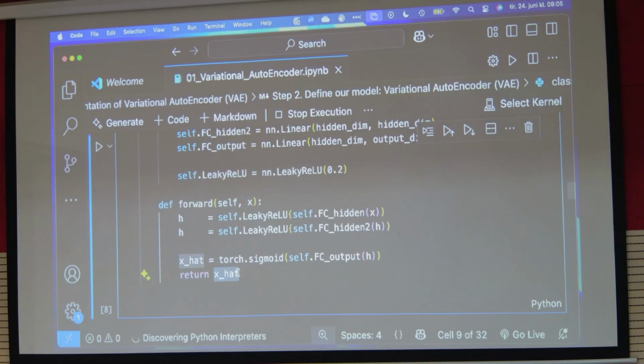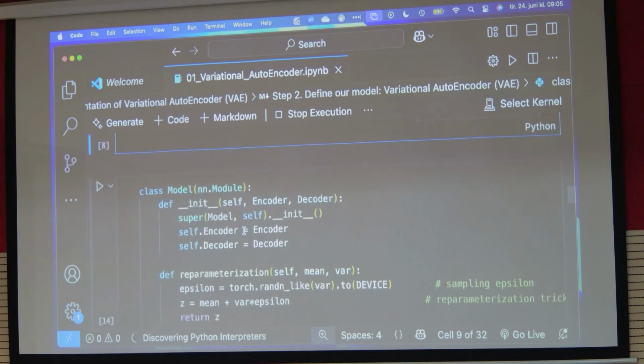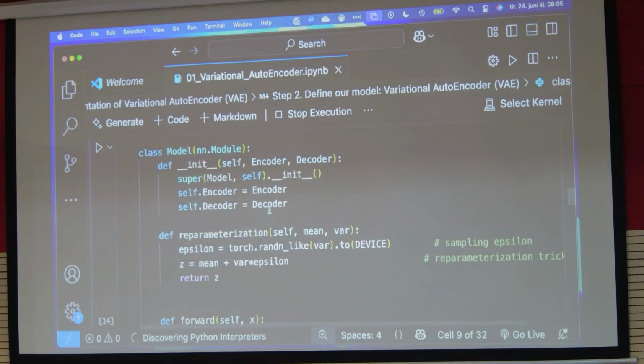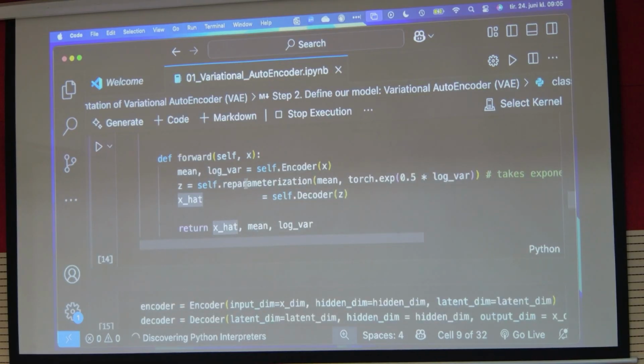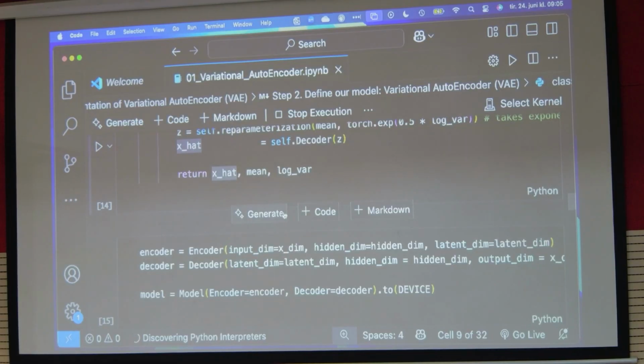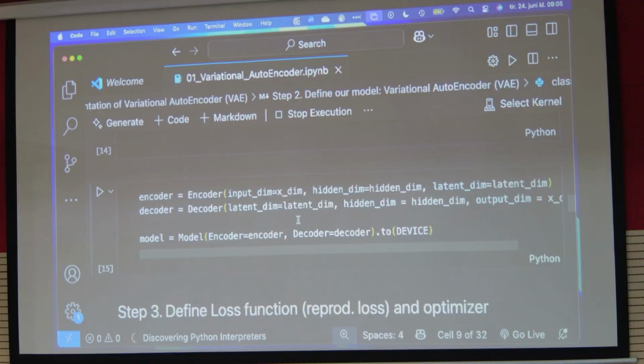Then we are defining the model, which is quite simple. Again, encoder and then decoder, and then they're all put together in this case. So this is all the code that you need for implementing the VAE. And then comes the training.